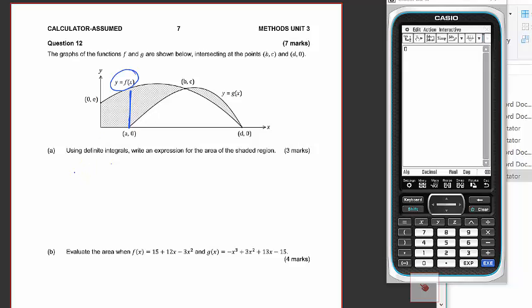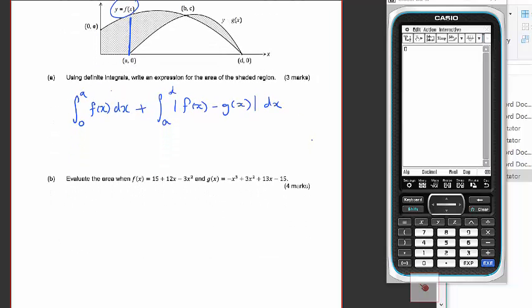So for the first bit here, we have the integral from 0 to A of f of x dx. Because they cross here, we could use a modulus. So we could do the integral all the way from A to D of the modulus of f of x minus g of x dx. And that would give us the whole area.